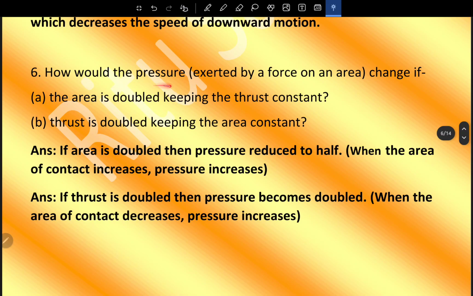Now question number 6, how would the pressure exerted by a force on an area change if the area is doubled keeping the thrust constant? Thrust is doubled keeping the area constant. If the area is doubled, then the pressure is reduced to half. When the area of contact increases, pressure decreases. So if the thrust is doubled, then the pressure becomes double. When the area of contact decreases, pressure increases.